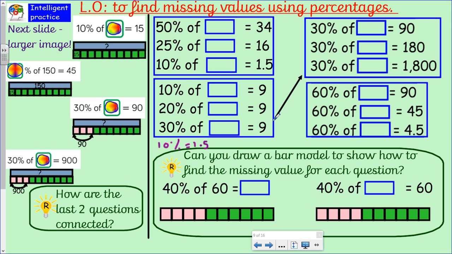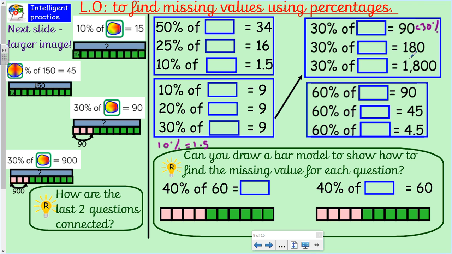Same here. 10% of something equals 9. So that means 10% is 9. So what's 100%? 20% is 9. What's 100%? 30% is 9. What's 100%? You might see connections, people, connections. 30% of something is 90. What's the whole amount? 30% equals 90. You might want to go back to 10%.